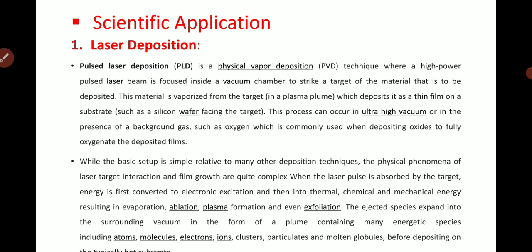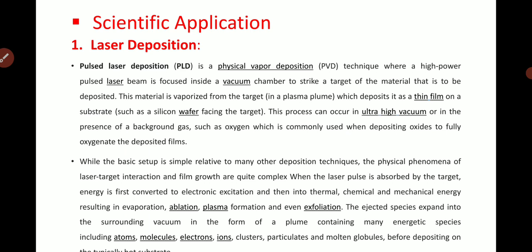This high power pulse laser beam is focused inside a vacuum chamber to strike the target of the material that is to be deposited. This material is vaporized from the target.